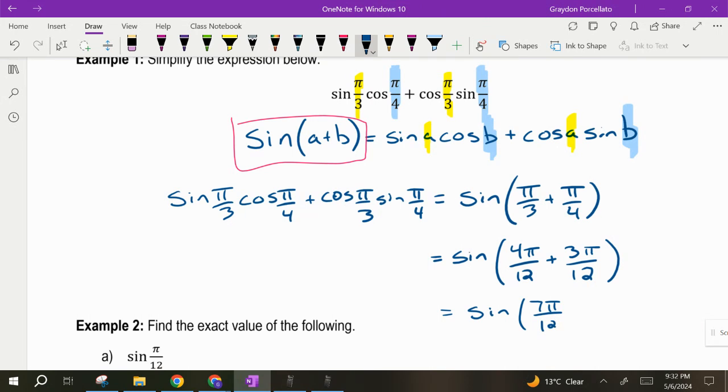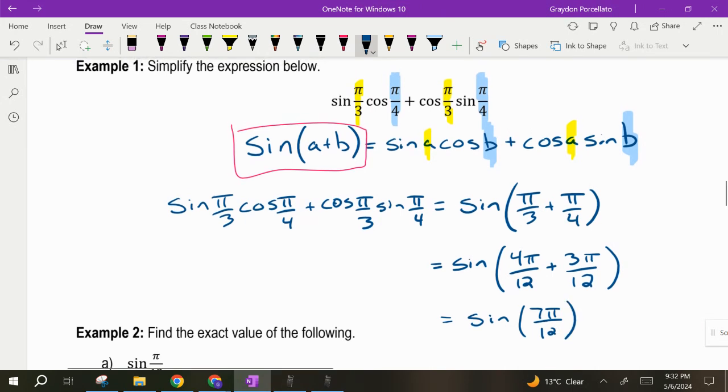Okay, so what we've done is we have simplified the expression below. We've written it as a single trigonometric ratio: the sine of 7 pi over 12. That's all we needed to do in that one.